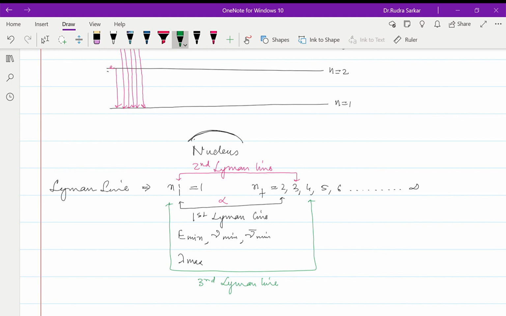ठीक है? क्लियर है ना? अच्छा, क्लियर है ना सबके लिए ये बात? बोलो.